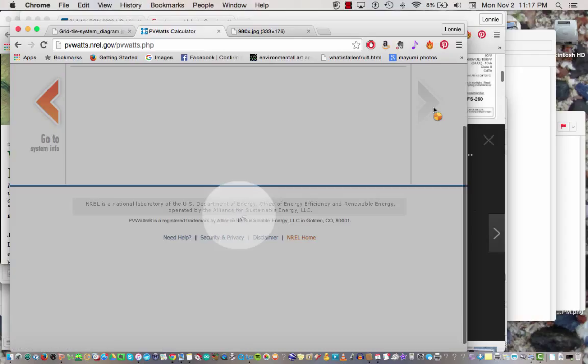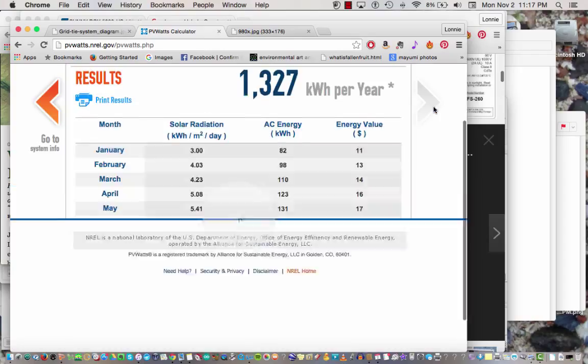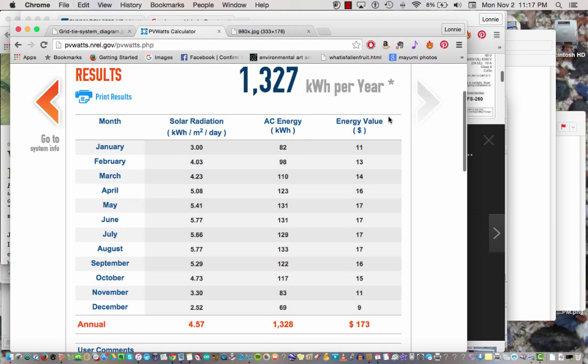So let's go ahead and look at what we're going to get out of this solar system. This is telling us we're going to get about 1,327 kilowatt hours per year. Remember I said Fairfield's about 1,300 kilowatt hours per year. And what's interesting is this tells me what I'm going to get every month of the year for that system. So notice that the minimum is in December when I get 69 kilowatt hours, and the maximum is in May, June, and July when I get about 130. In August, actually, all three of those months I get about the same, and almost twice what I get in December.